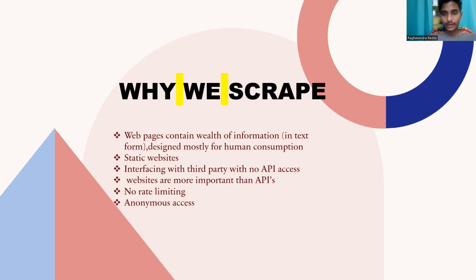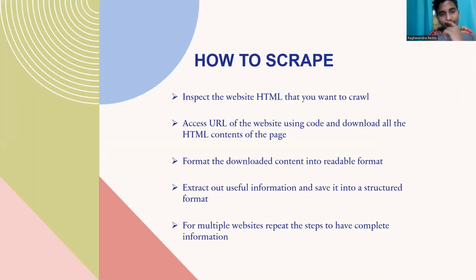Whereas web scraping has no rate limiting, which is why we use it more often. And with anonymous access, we get access to everything. We can scrape any data. Now, when it comes to scraping, how do we scrape?